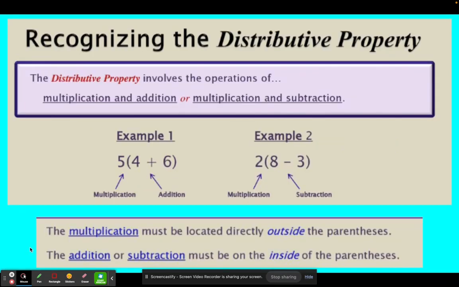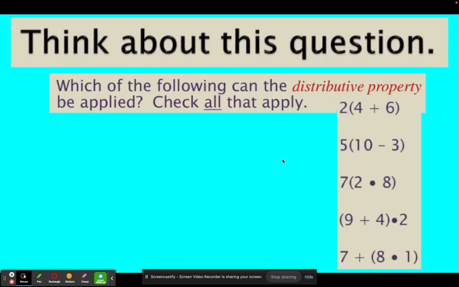All right, here we go. Same thing, multiplication, your addition, or subtractions inside the parentheses, okay? Think about this question. Which of the following can the distributive property be applied? I like it. Okay, so this is making you think, right? Can I distribute the 2 to the 4 and the 6? Yes, I can. Check, check.